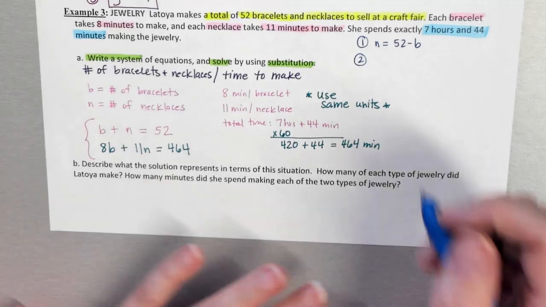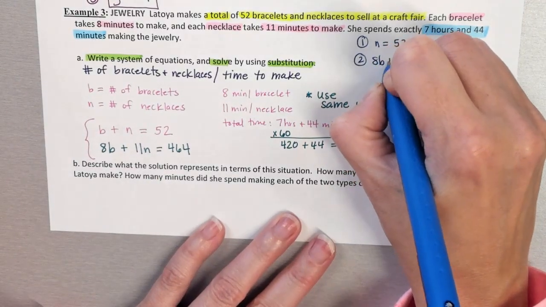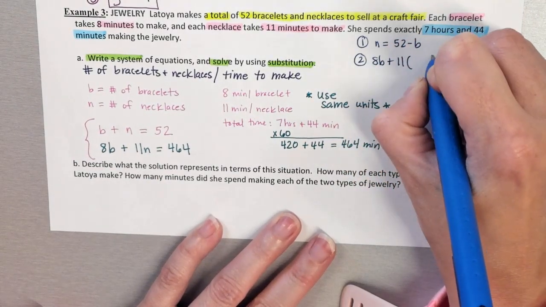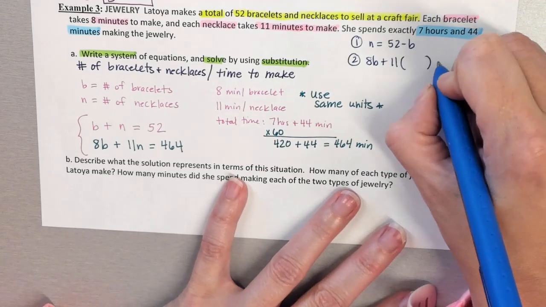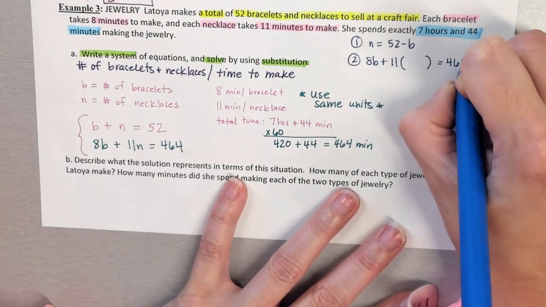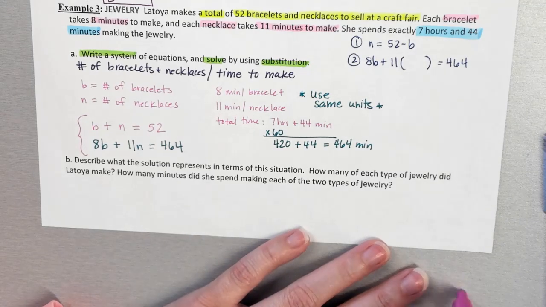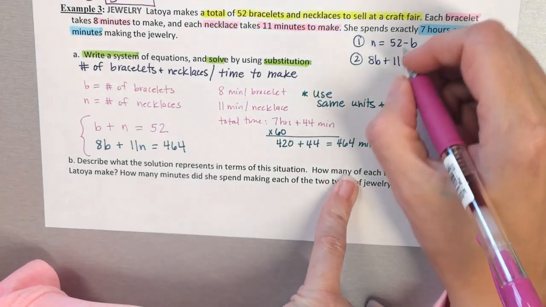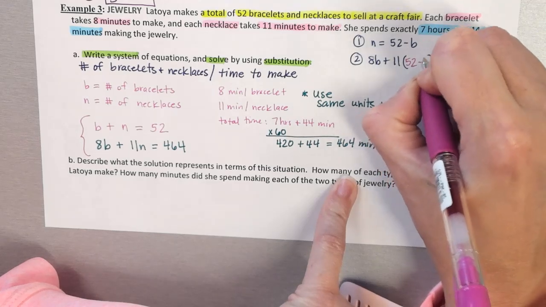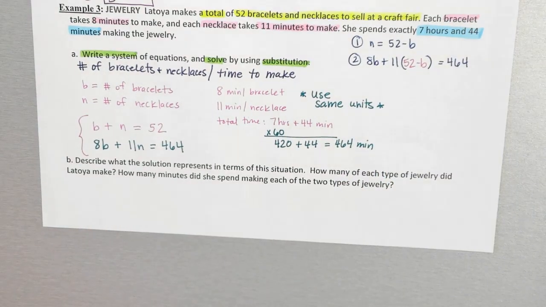Okay, so it's 8B plus 11N, so we're going to substitute that in, equals 464. Okay, and you can use your calculator to help you with that today. Okay, so I want you to go ahead and solve that equation for B. And then use substitution to find the N value.